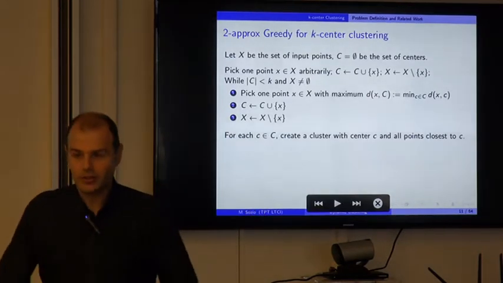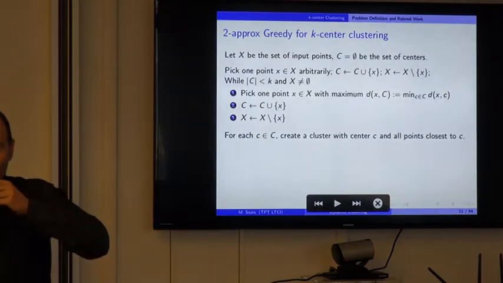Question. Yeah, sure. Why do you pick the cluster heads in the set of points?